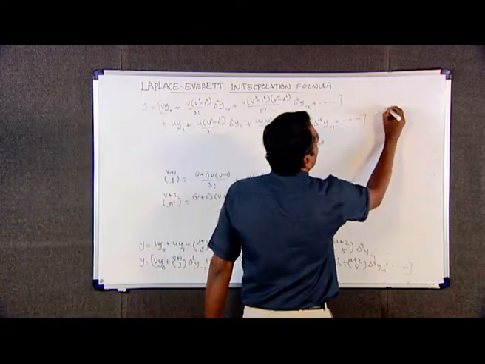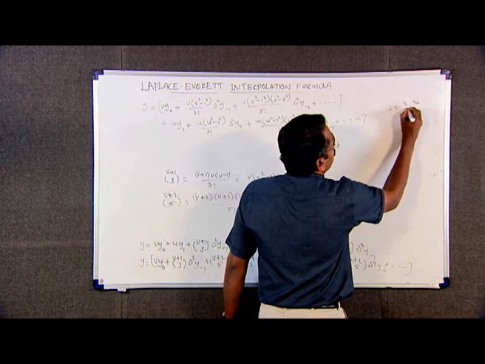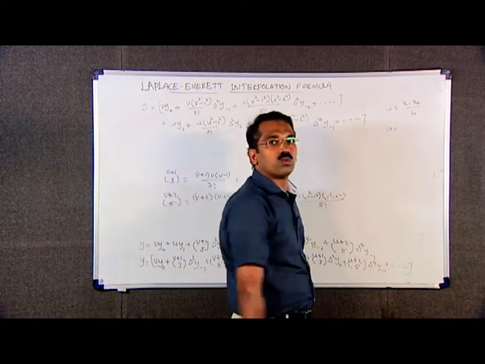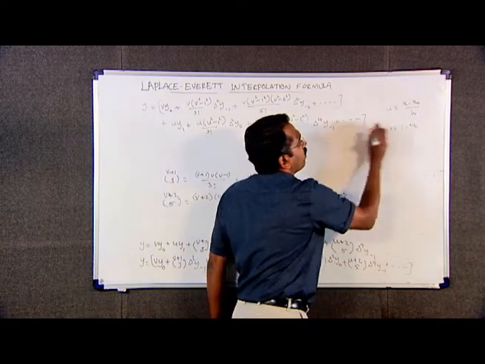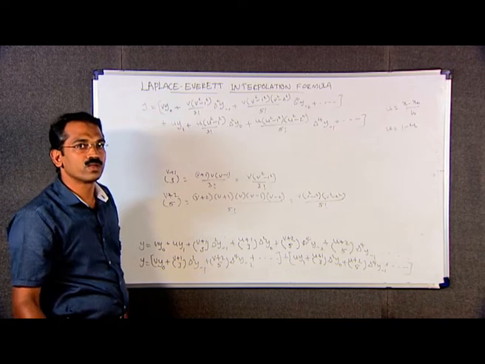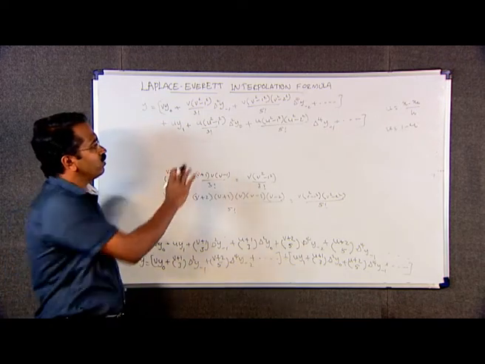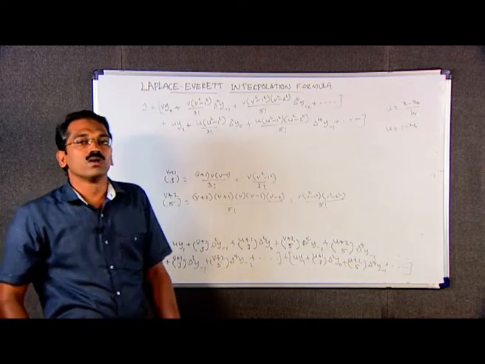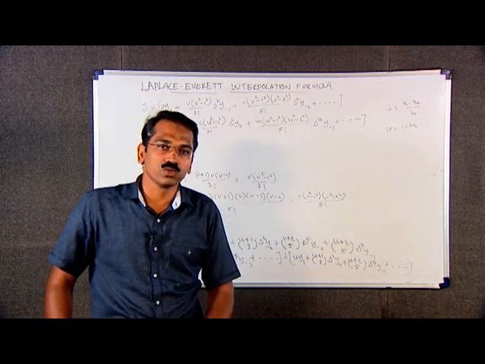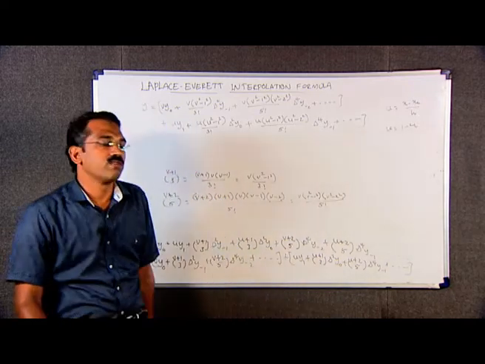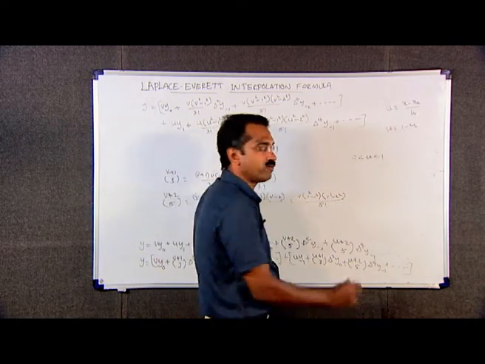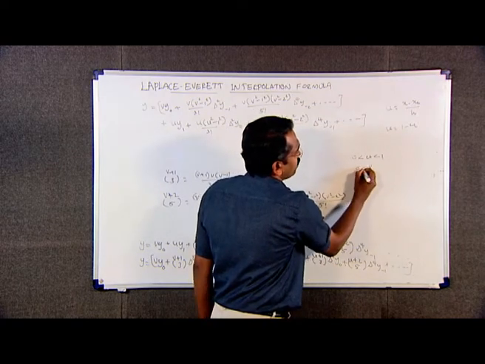Here u is (x minus x naught) divided by h, and v is equal to 1 minus u. This formula is known as the Laplace-Everett interpolation formula. When we use this formula, in order to obtain better accuracy in the interpolating value, it is better to choose x naught such that the value of u lies between 0 and 1 and the value of v lies between 0 and 1.